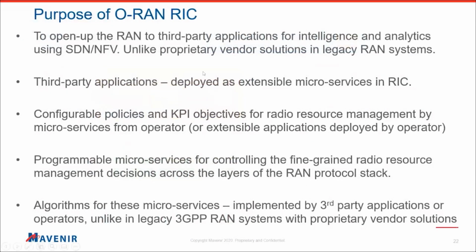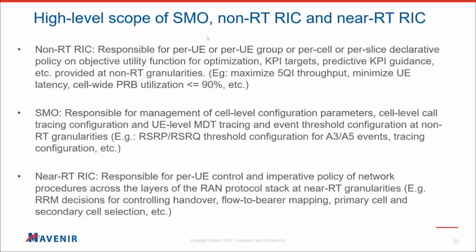Now, again, I don't have to go through the slide because once you have open interfaces, you can have solutions from the operator or third parties that can optimize the RAN, which is built by the vendors. That's the purpose of OpenRAN. Now, you have the non-real-time RIC, the SMO, and the near real-time RIC. The non-real-time RIC is responsible for per-user, per-user-group, cell-level or slice-level declarative policy, for objective utility functions, KPI targets, or enrichment information such as guidance. They are mostly used for setting the objective and for declarative policies.